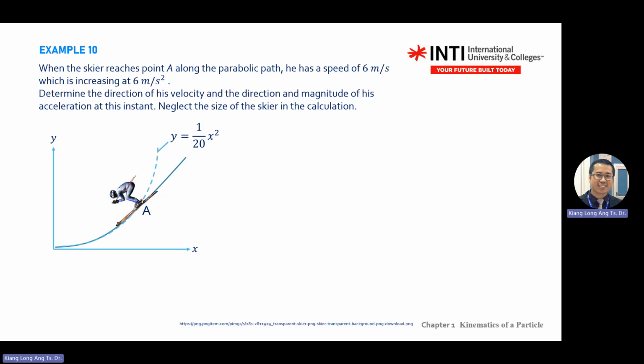Ignore the size of the skitter at this moment. It means if you see this question, don't go and use mg or W in this question. This question asks you to ignore the size already, so don't go and involve F equal to ma kind of equation. Don't go in that direction. This question is a curvature motion question already.